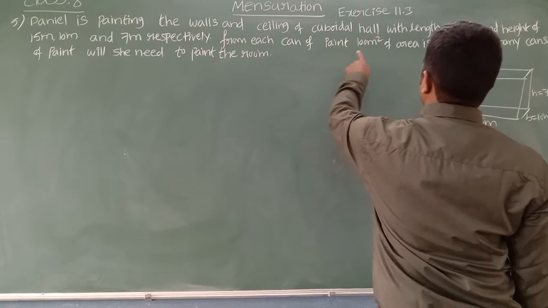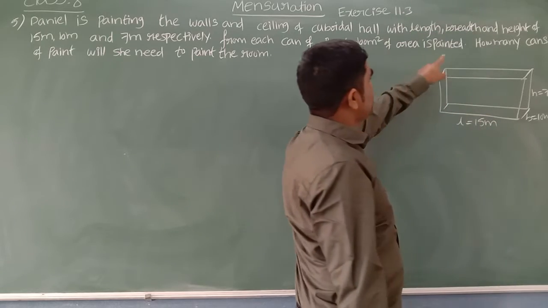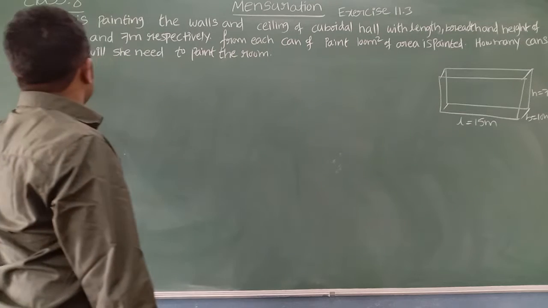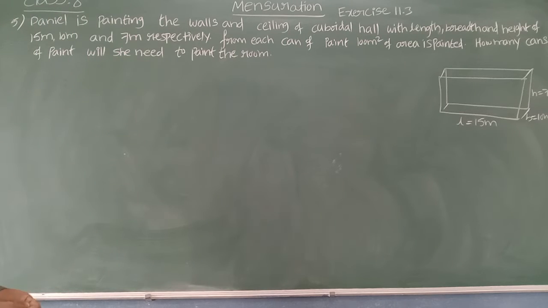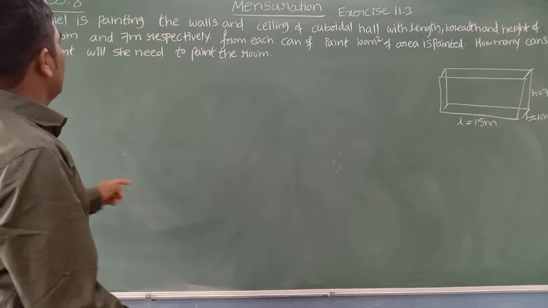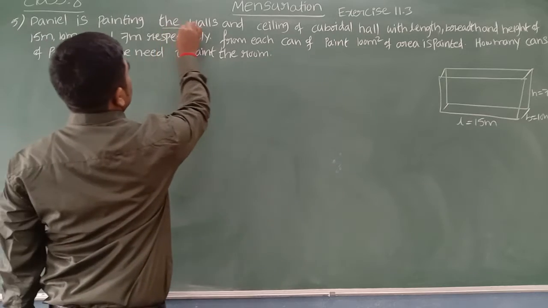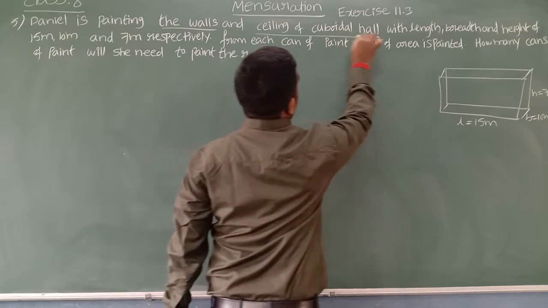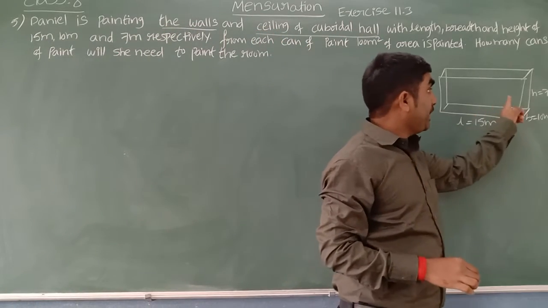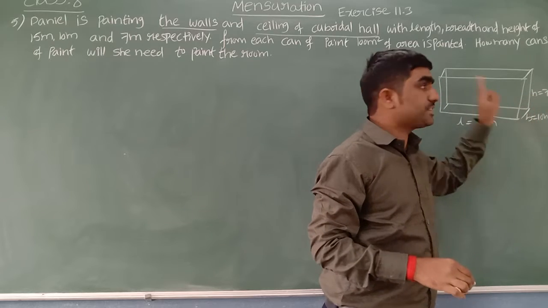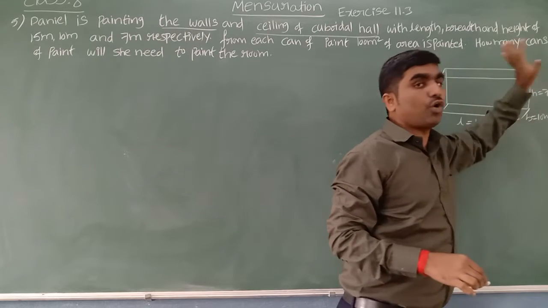From each can of paint, 100 square meters of area is painted. How many cans of paint does she need to paint the room? So where do they need to paint? Paint the walls and ceiling of the cuboidal hall. So they want to paint 4 walls, laterals, plus ceiling, I mean top.